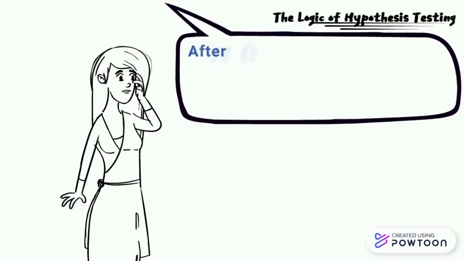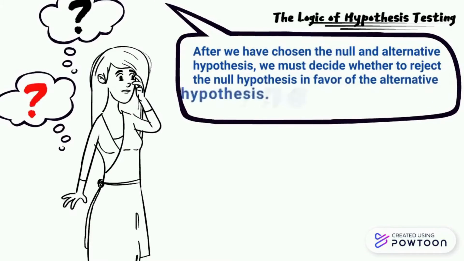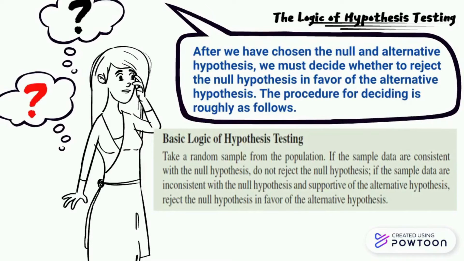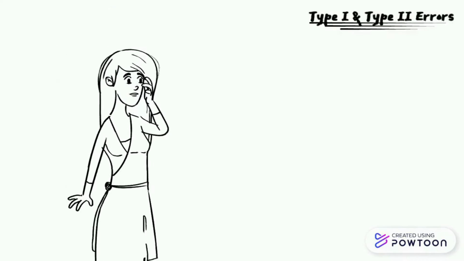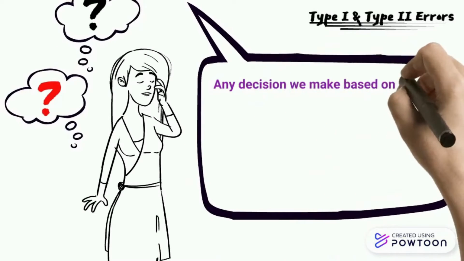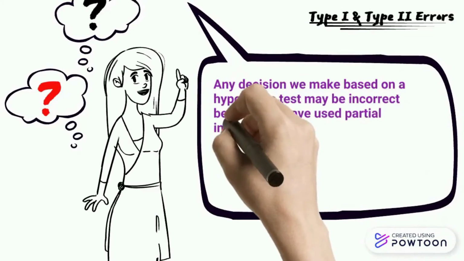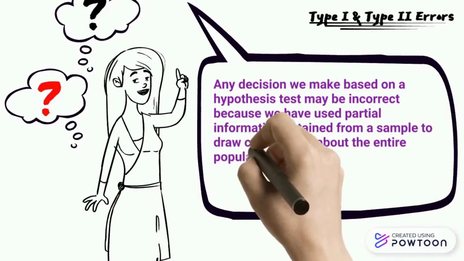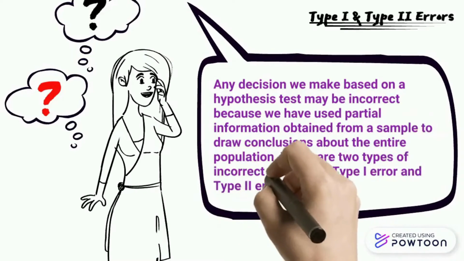After we have chosen the null and alternative hypothesis, we must decide whether to reject the null hypothesis in favor of the alternative hypothesis. The procedure for deciding is roughly as follows. Any decision we make based on a hypothesis test may be incorrect because we have used partial information obtained from a sample to draw conclusions about the entire population. There are two types of incorrect decision, that is type 1 error and type 2 error.